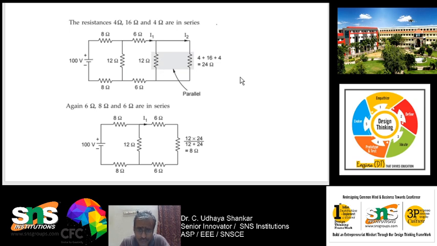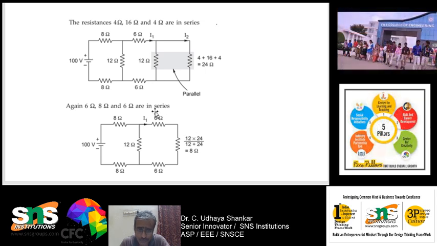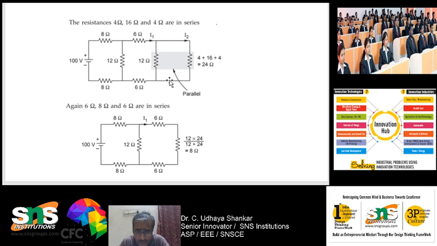So now if it is in parallel, what is the equivalent then? 12 into 24 over 12 plus 24. That is what is written over here. That is nothing but the 8 ohms. Is it right? So this particular branch now has been replaced with this 8 ohms. Is it right? So this particular branch, see here I have shaded. So this particular branch has been replaced with this small resistance.